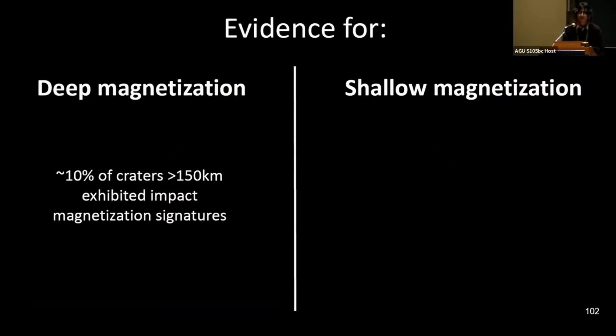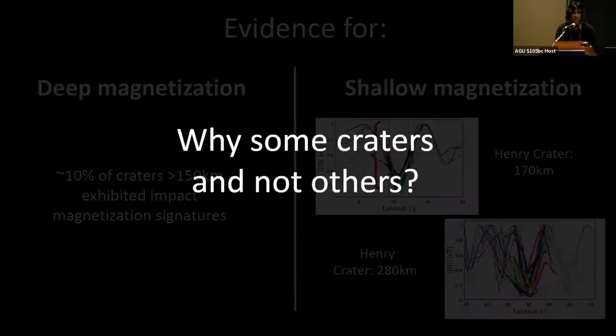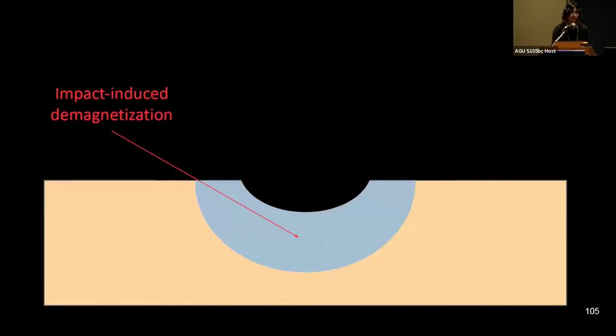We've gotten evidence for both of these. For deep magnetization, we found not many craters were demagnetized greater than 150 kilometers. But on the other hand, we have a handful of compelling examples like Henry and Kowalski, which are much smaller than the expected range, but exhibit strong magnetization. So the fundamental question is, why are we having some craters and not others?